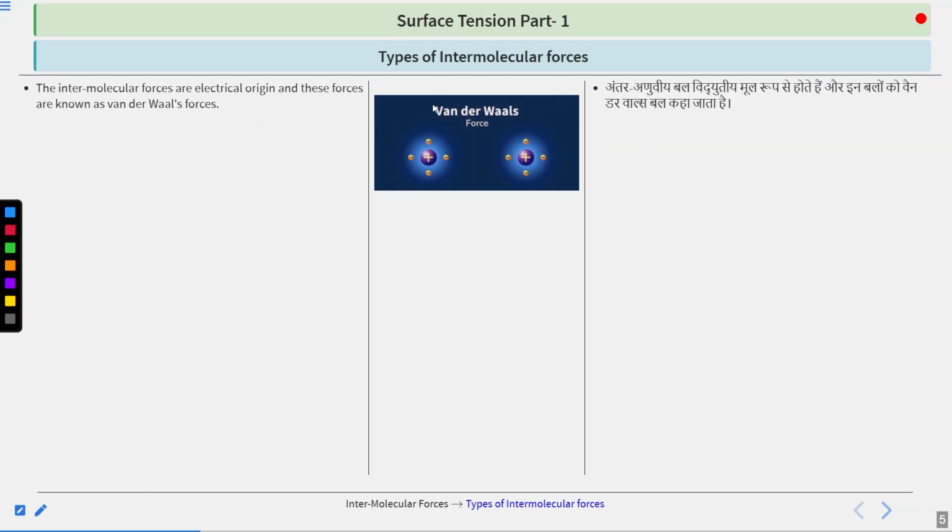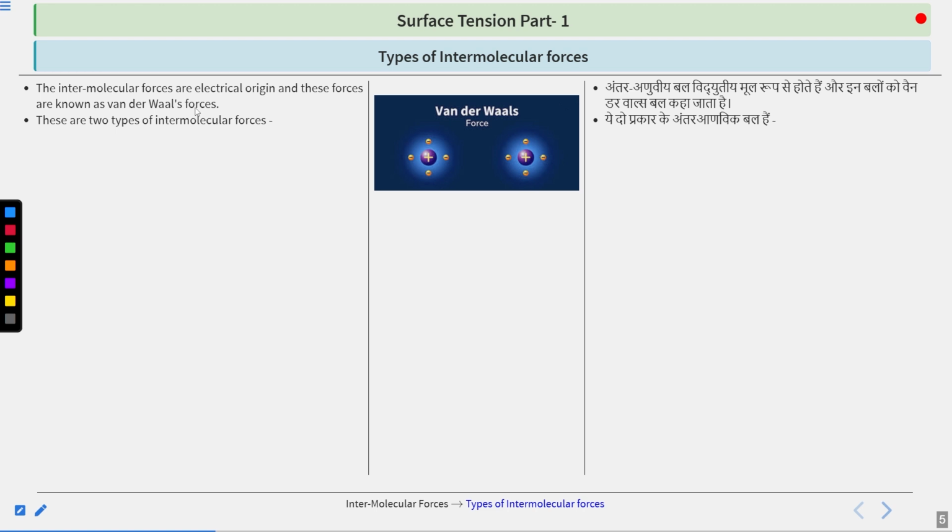After finishing the introduction to intermolecular forces, let's have a look at the types of intermolecular forces. Intermolecular forces are of electrical origin, and these forces are also known as van der Waals forces. If it is asked in the examination what is the other name of intermolecular forces, remember the other name is van der Waals forces.